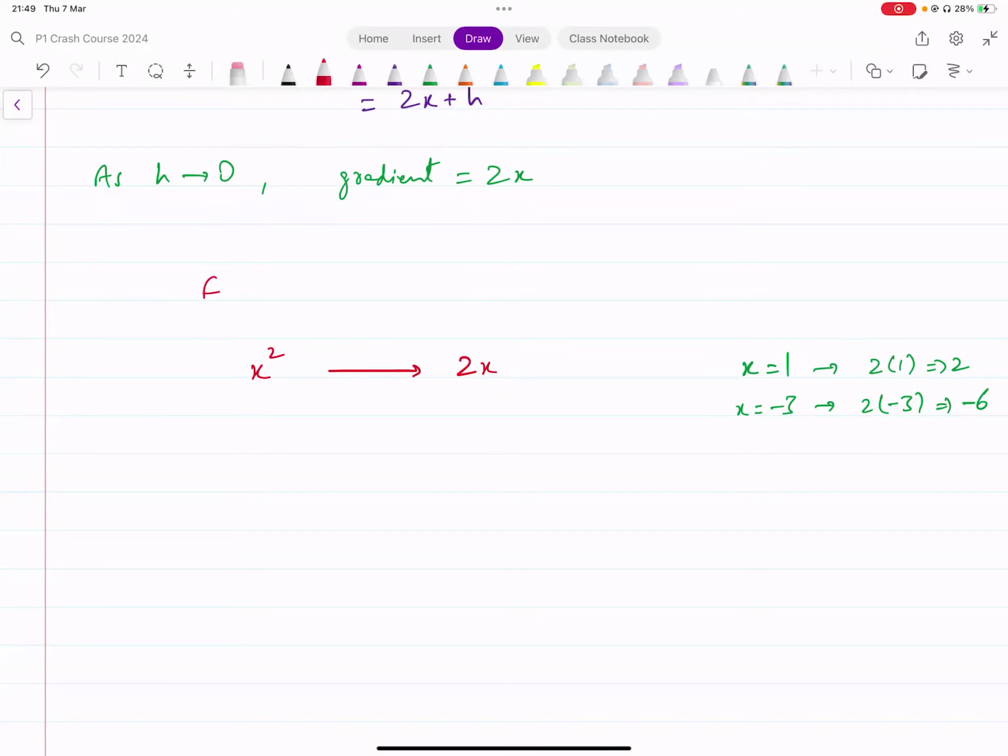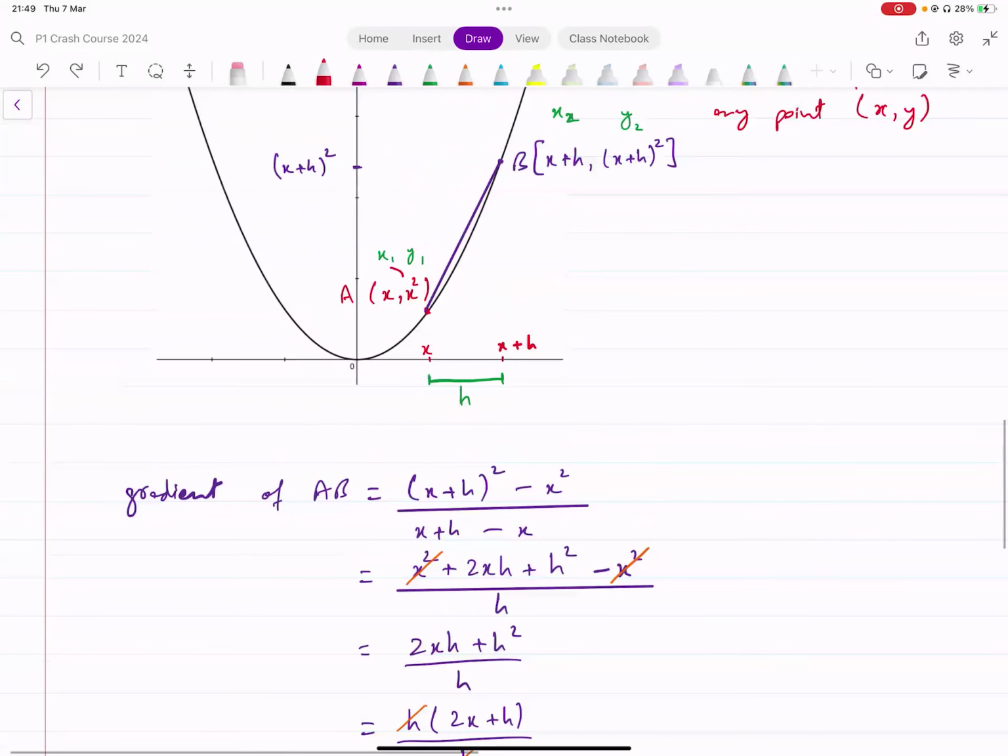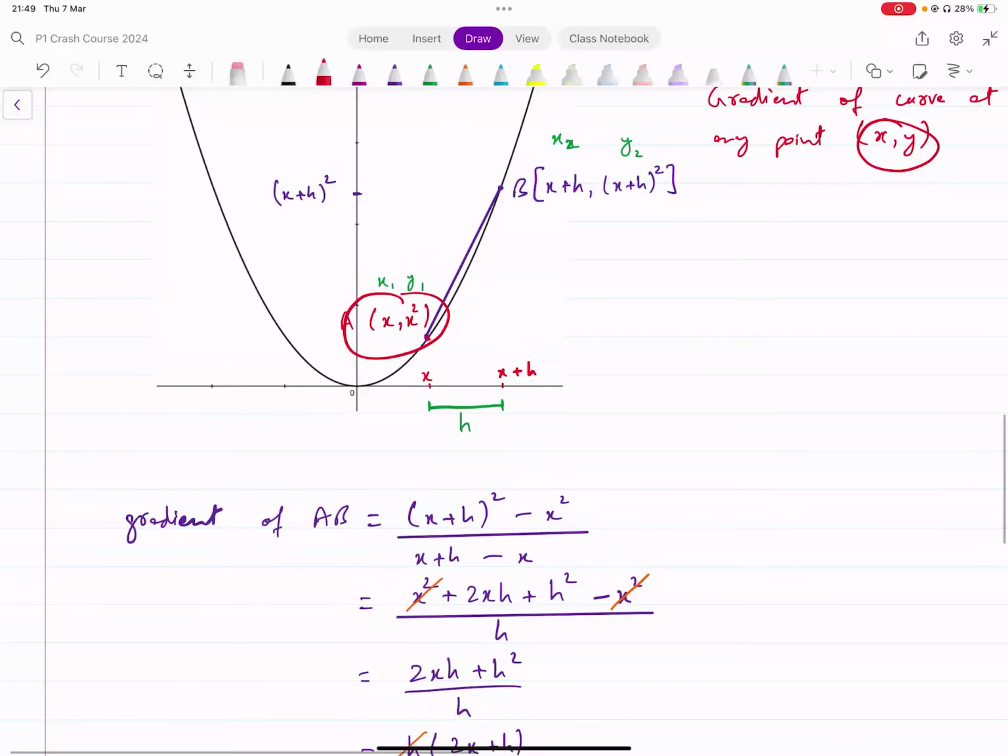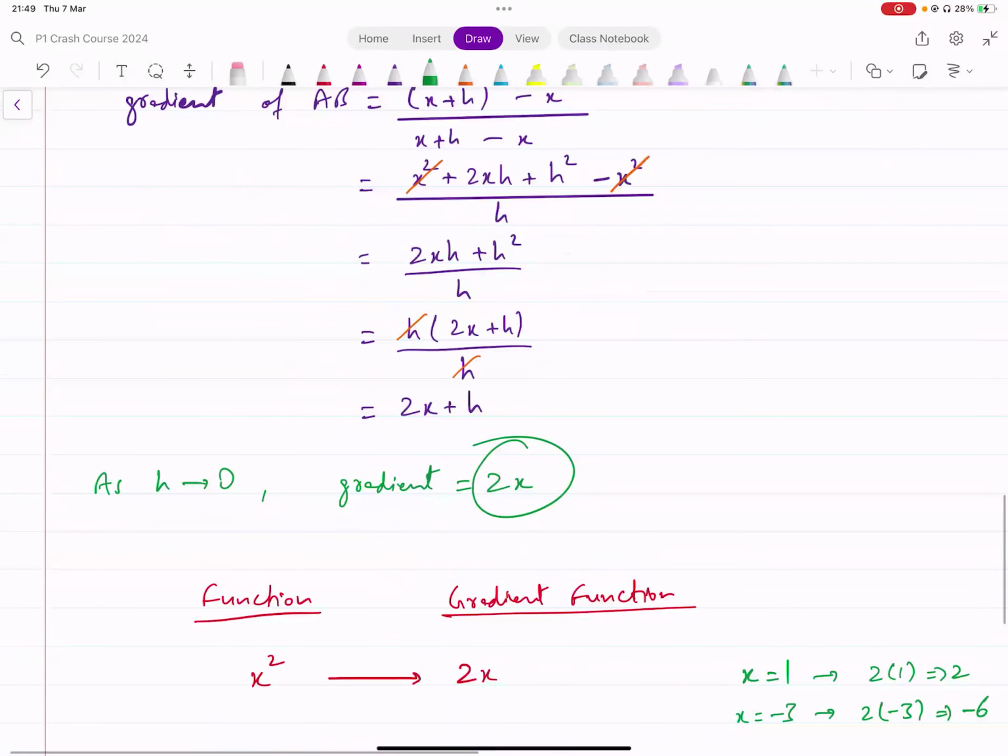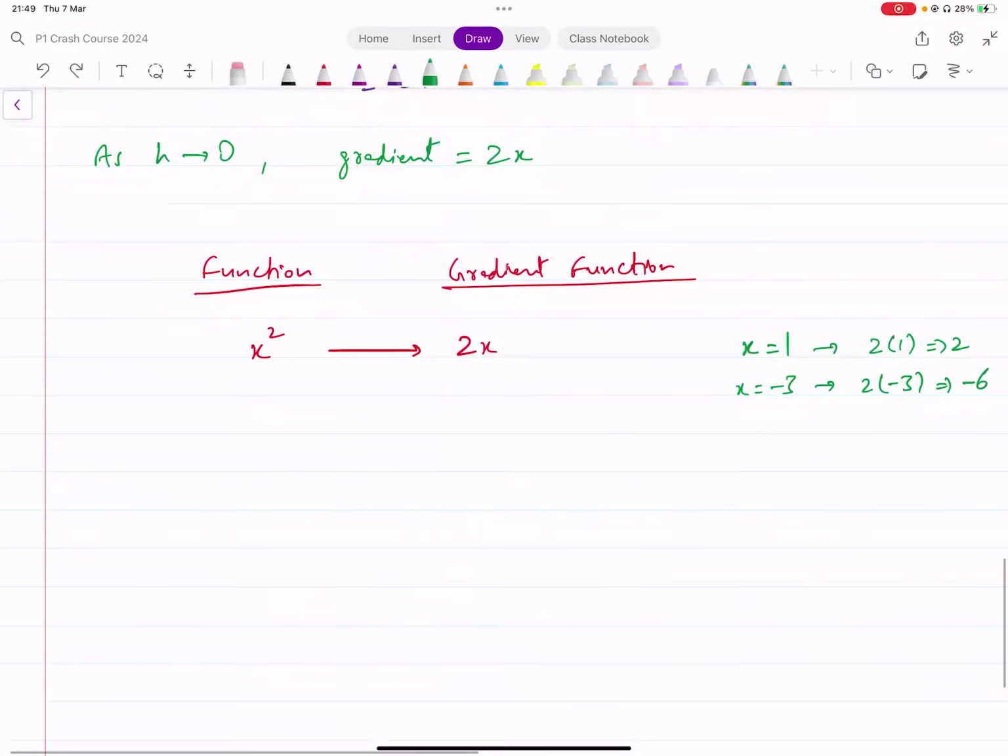So this function that we had, x squared, 2x is the corresponding gradient function for x squared. So for any point x, y on this curve, if we wanted to find the gradient, it is going to be given by 2x. All we have to do is put the value of x in that function, and that will give you the gradient at that point. Okay, so 2x is the gradient function of x squared.